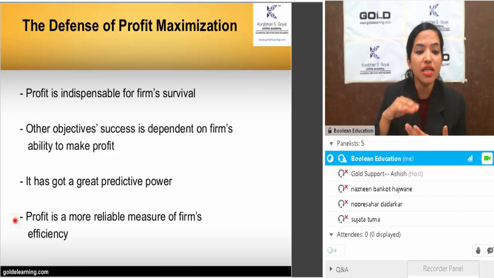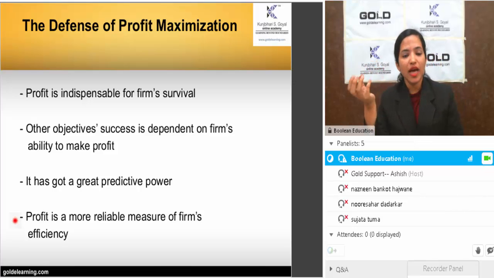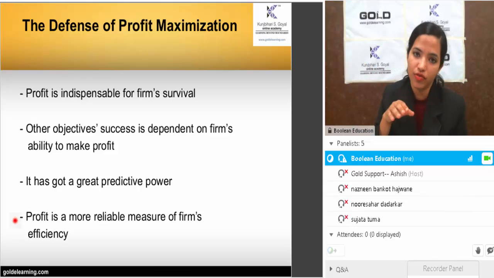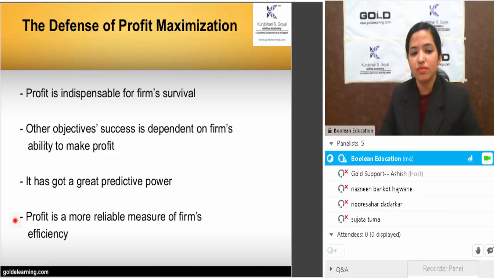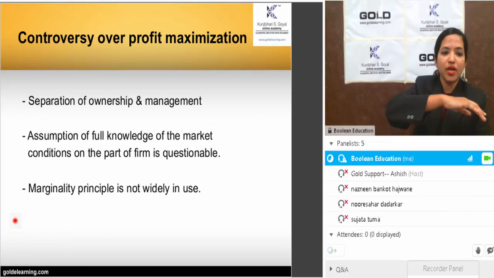It has got a great predictive power. Firm's profit has great predictive power. मतलब firm का जो भी future है depends on profit. Firm profit is a more reliable measure of firm's efficiency. If the firm is making more profit, it means the firm is more efficient. If the firm is making lesser profit, it means the firm is less efficient.